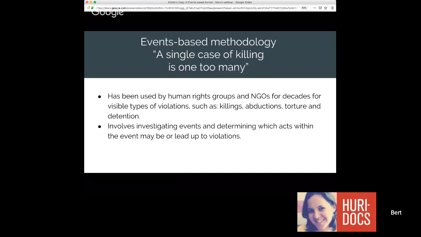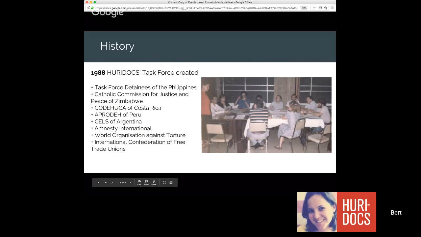And the events method has been used by human rights organizations for decades to document visible types of violations in particular. Violations of civil and political rights, killings, abductions, torture, and detention. Though one can also document more abstract and long-term types of violations. The method involves investigating events and determining which acts within the event may be or could lead up to violations of human rights.